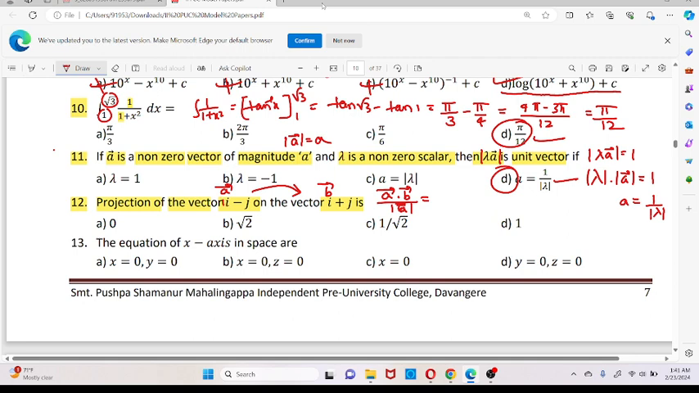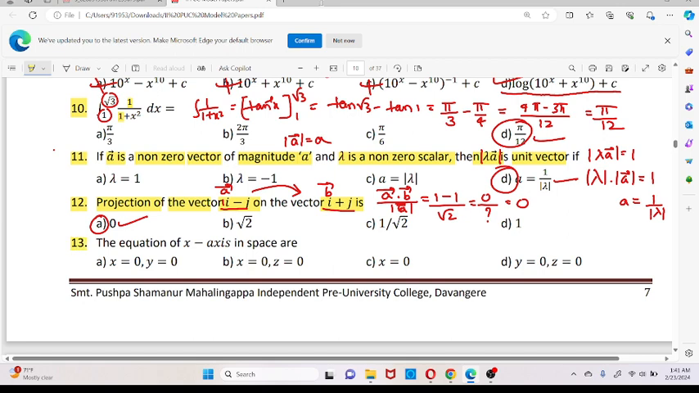1 into 1 will be 1. And minus into plus is minus, again 1 into 1 is 1, divided by magnitude of B, that is root 2. So 1 minus 1 is 0. 0 divided by anything is definitely 0. Without simplification you can go with option A, that is 0. See here, the dot product of i minus j on the vector i plus j definitely becomes 0. So you can go through that.